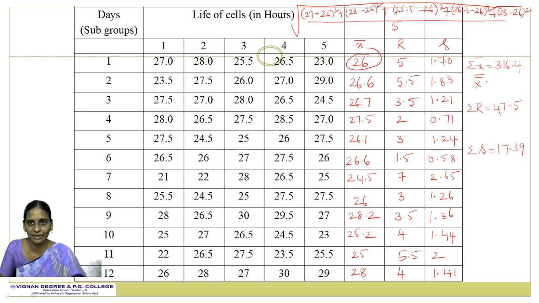Based on these values, we have to find out X double bar. The X double bar value is summation X bar divided by the number of samples, that is 12. So 316.4 divided by 12, we get the X double bar value, that is 26.3666 something. So we write down 26.37.